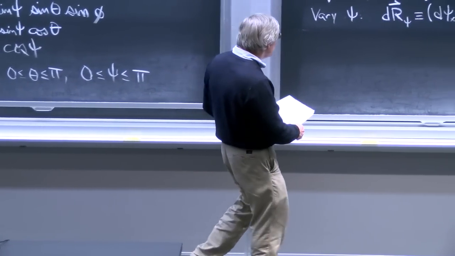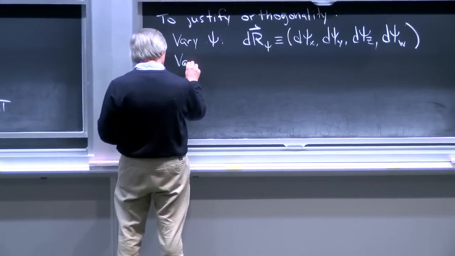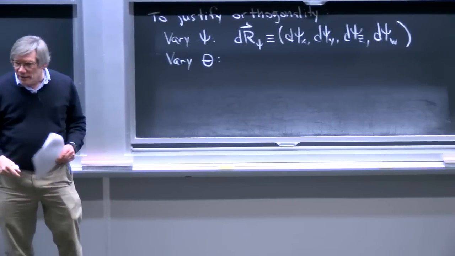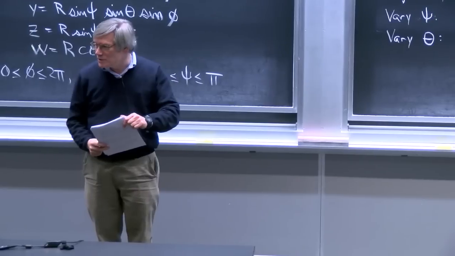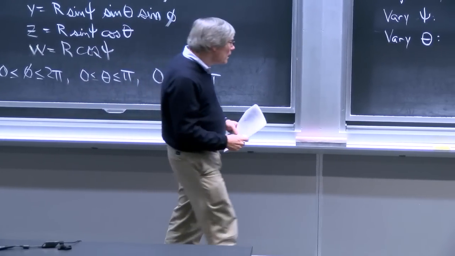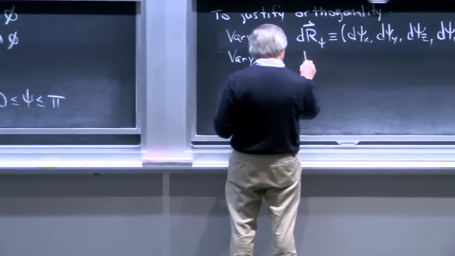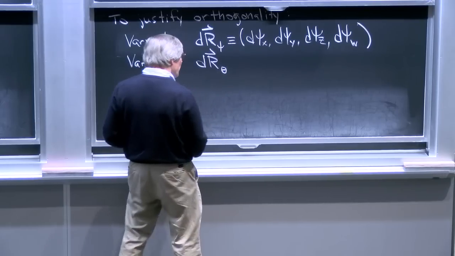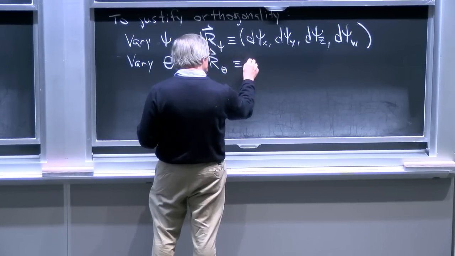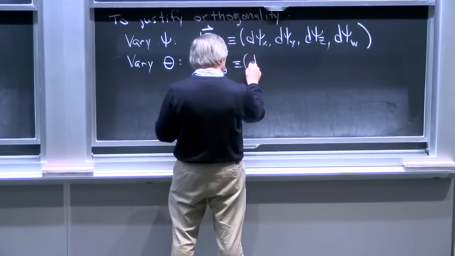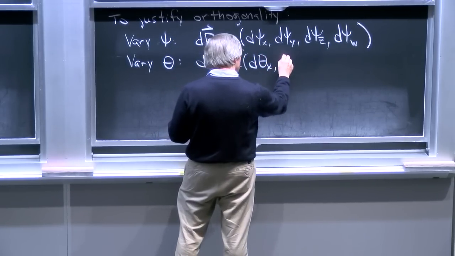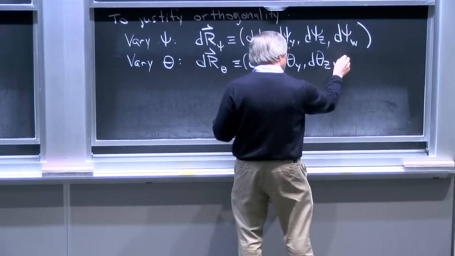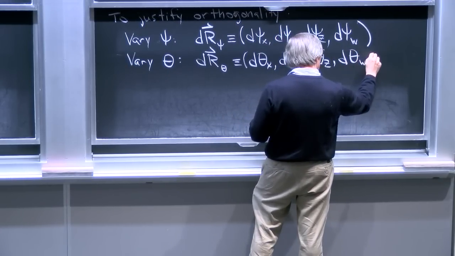And similarly, here I will just vary one of these 2 angles, theta and phi. I'll just vary theta and let you know that varying psi was no different, and you could easily see that. So if I vary theta, the variation of r when I vary theta will be dr sub theta. And its components I will just call d theta x, d theta y, d theta z, and d theta w.